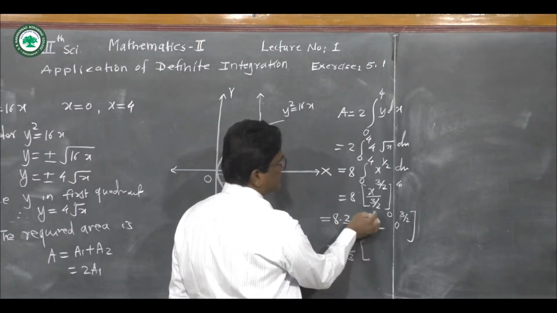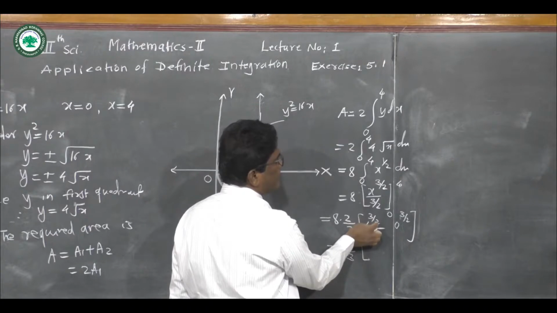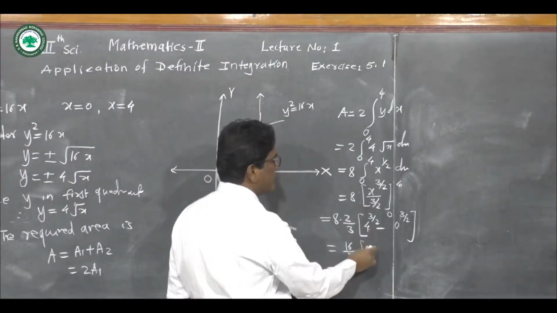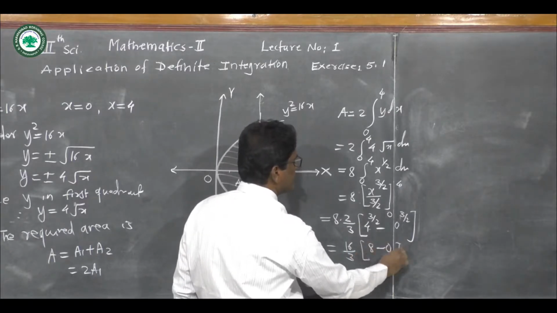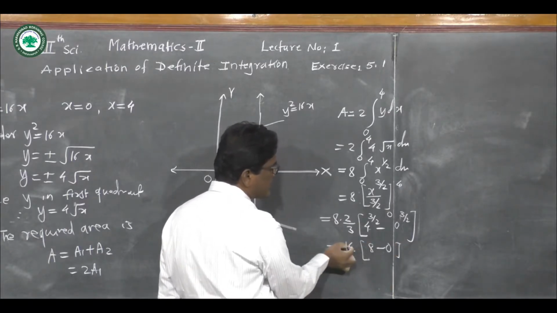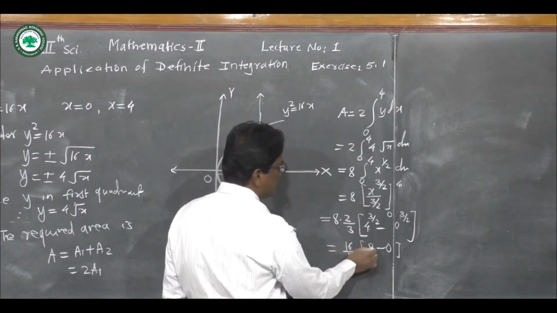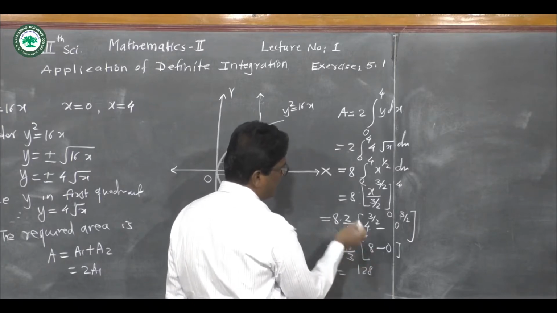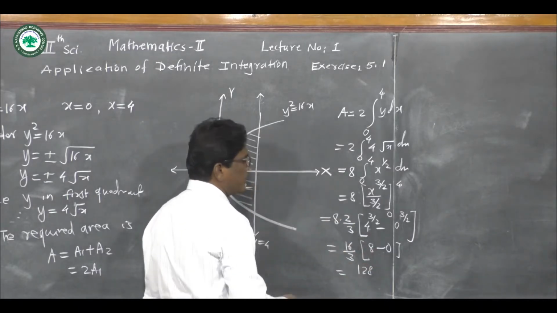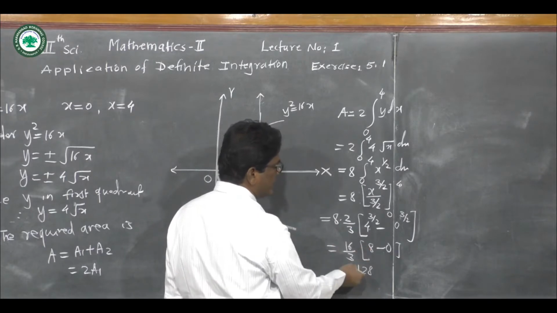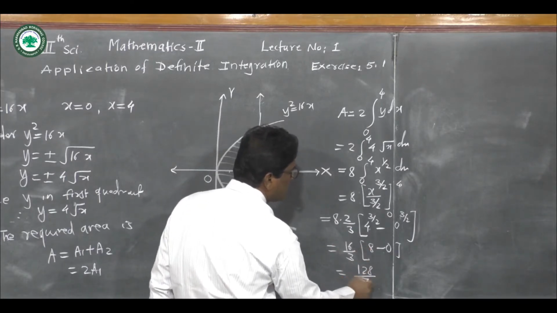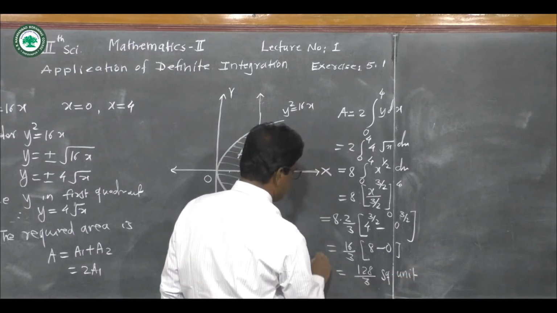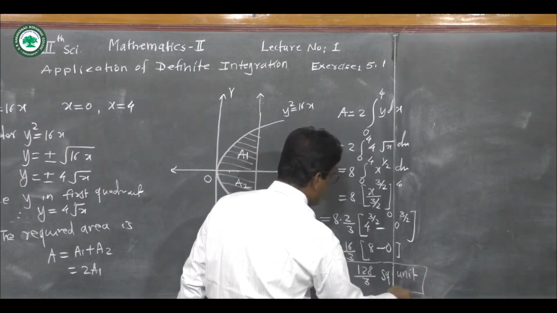And here we have just seen that 4 to the power 3/2 means firstly take the square root of 4, that is 2, and take its third power, that is 8. 8 minus 0. Now 8 minus 0 is 8, and 8 sixteens are 128. 8 sixes are 48, so 8 carry 4. 8 ones are 8 and plus 4, that is 12. So 128/3 square unit. This is the required area of the shaded portion.